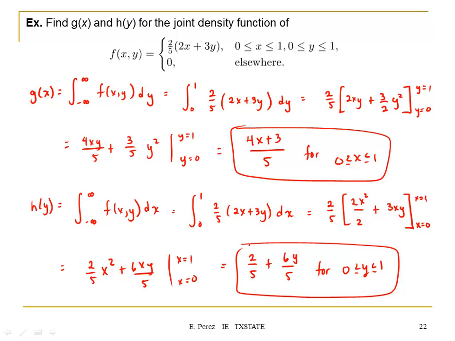Any questions? How many of you got it? Good. If you still don't understand the concept, please let me know. I'll go over the details with you.